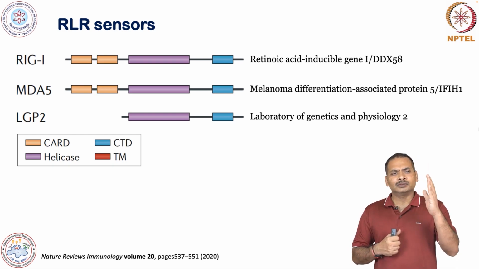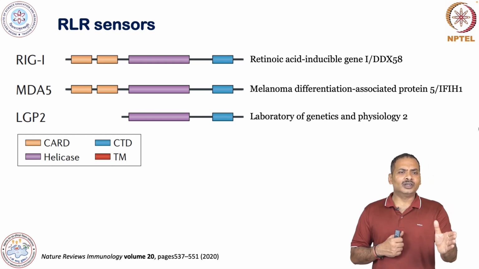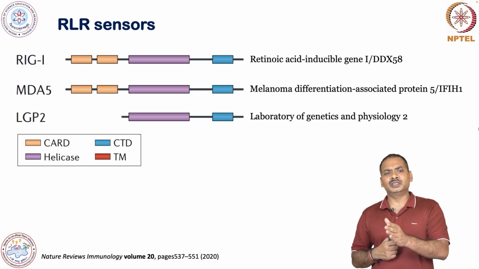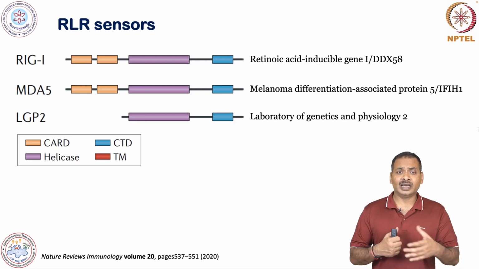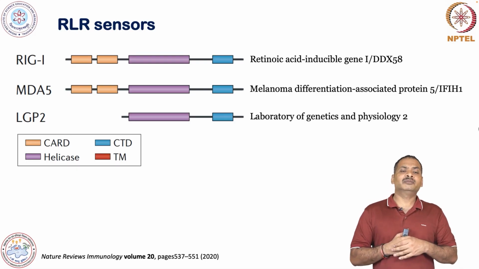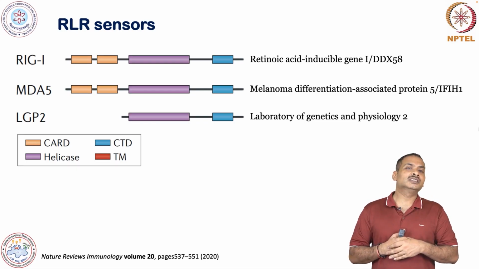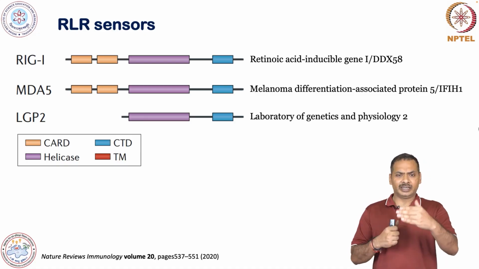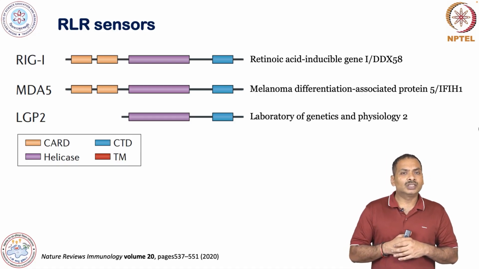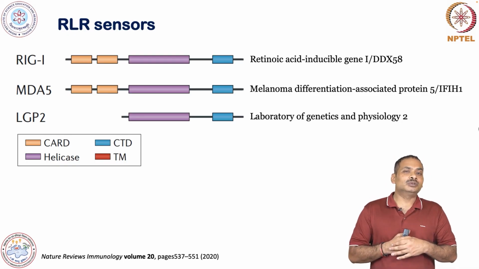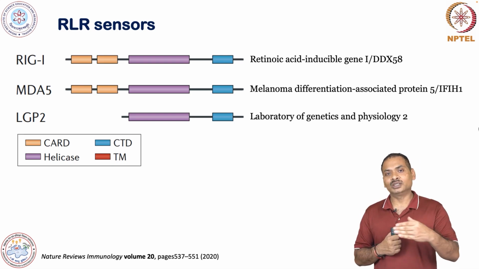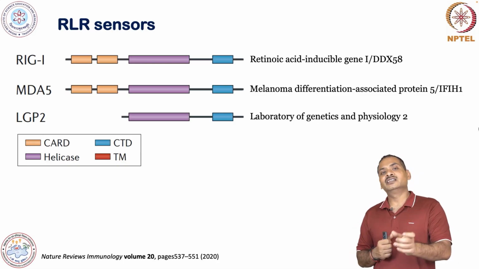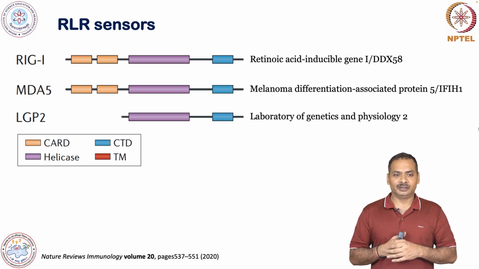So towards the N terminal there is a CARD domain in the case of RIG-I and MDA5, and towards the C terminal there is an RNA helicase domain in both RIG-I and MDA5, and there is a carboxy terminal domain, and this domain also plays an important role in sensing. Very interestingly, this LGP2 doesn't have a CARD. The CARD domain is not there. This has only the RNA helicase and CTD, the carboxy terminal domain.